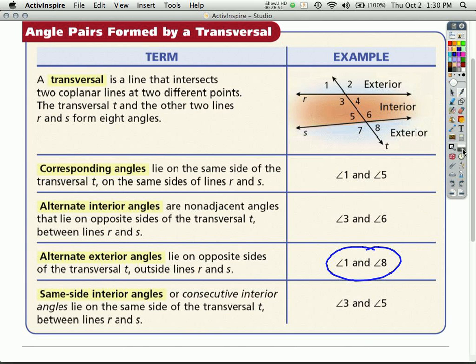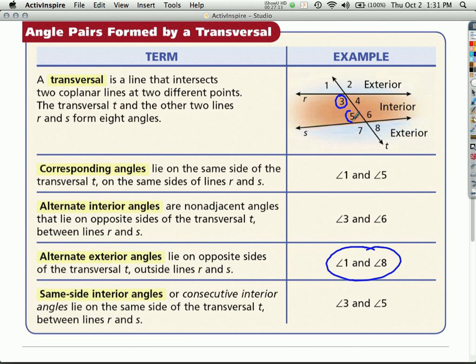And the last angle pair relationship is called same side interior. You can figure it out just from the name. As I indicated, the publisher calls them consecutive interior. Same side interior angles are on the same side of the transversal and on the inside of the picture. So angles 3 and 5 are same side interior angles. So this is the foundation for what we're going to be doing for the next week or so, and then beyond, of course, but that's what we're going to focus on.